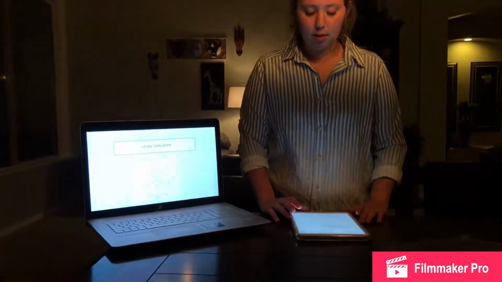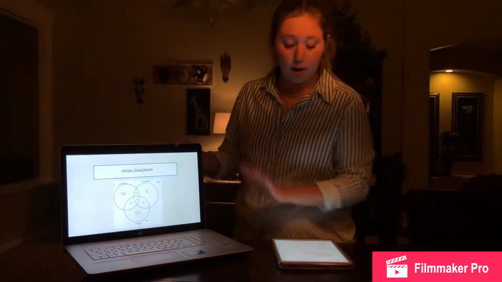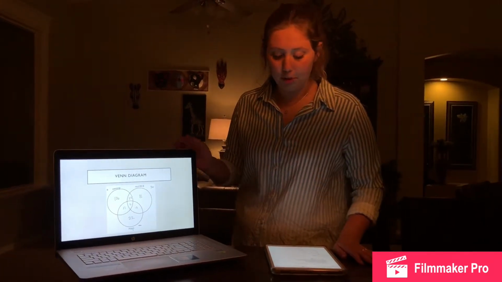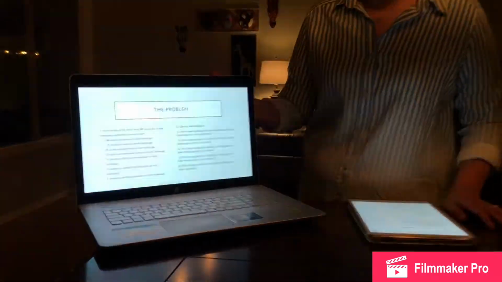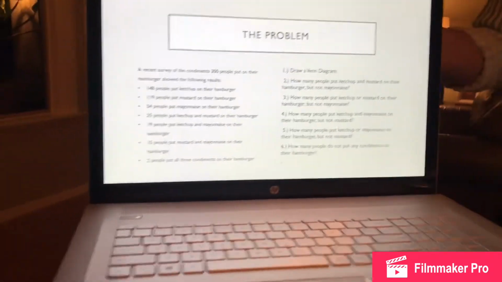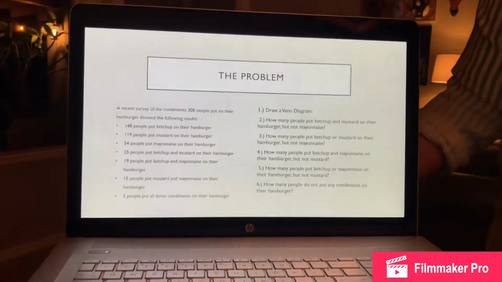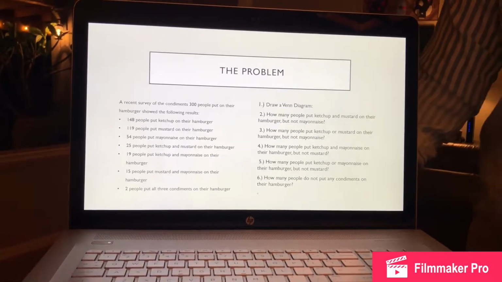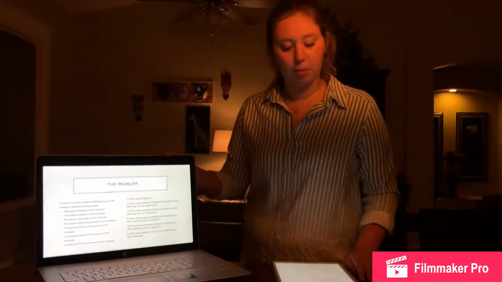So in the problem, to initially get everything inside of it, we learned that 148 people put ketchup on their hamburger, 119 people put mustard on their hamburger. I'll go back so you can read it along with me. 54 people put mayonnaise on their hamburger. 25 people put ketchup and mustard on their hamburger. 19 people put ketchup and mayonnaise on their burger. 15 people put mustard and mayonnaise on their burger. And 2 people put all 3 condiments on their hamburger. This is out of the recent survey done asking 300 people how many condiments they put on their hamburger.